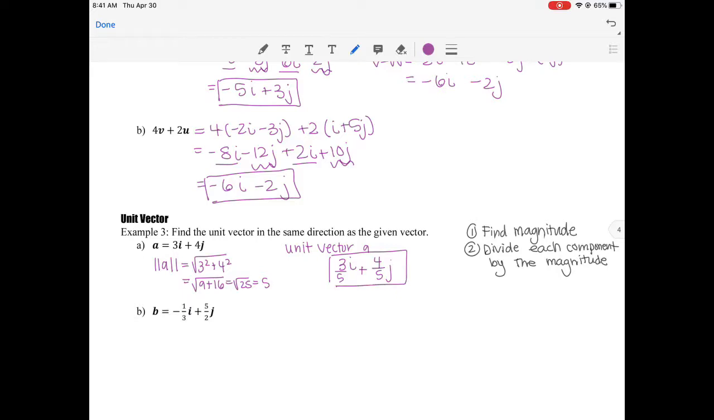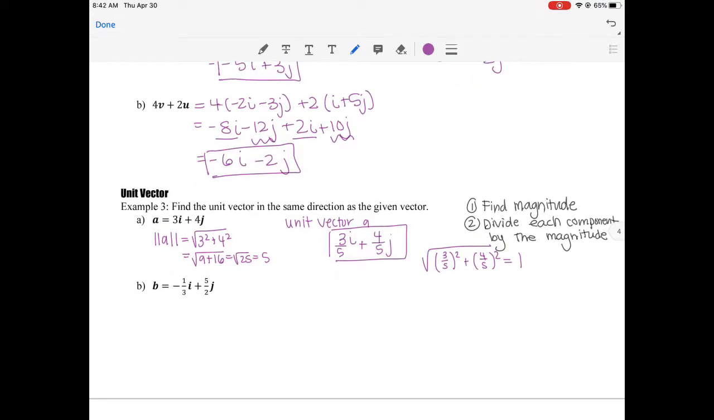Okay. And if you wanted to double check that, you could totally do like, hey, what is 3/5 squared plus 4/5 squared. And when you take the square root, we should get 1, right? The length of that vector should now be 1, which it is. And that's what we're saying, hey, it's a unit vector, it has a length of 1.